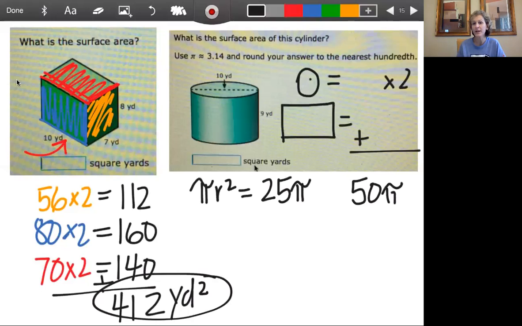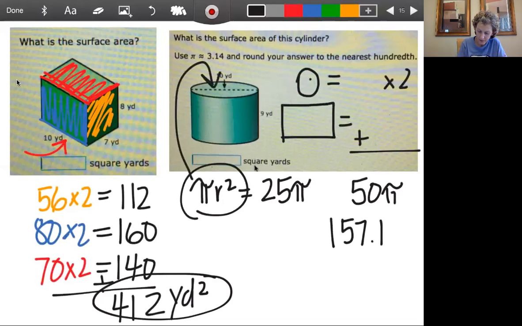And we can figure that out in the calculator. Or you could say 25 pi times 2. It's the same thing. 50 pi. All right, so the area of both of the circles is 157.1. Okay, area of the circle, and there's 2 of them because there's one at the bottom as well. So that's part of it. And then to that, I'm going to add the lateral surface area, this rectangle.